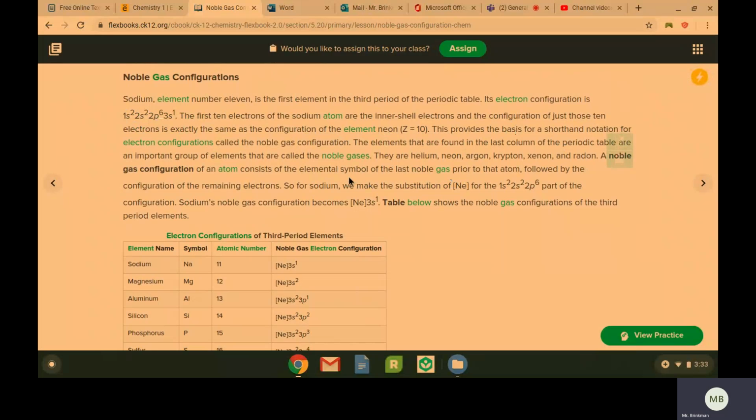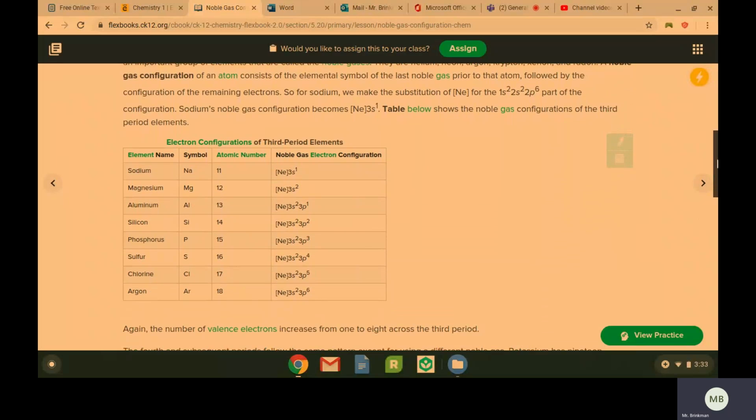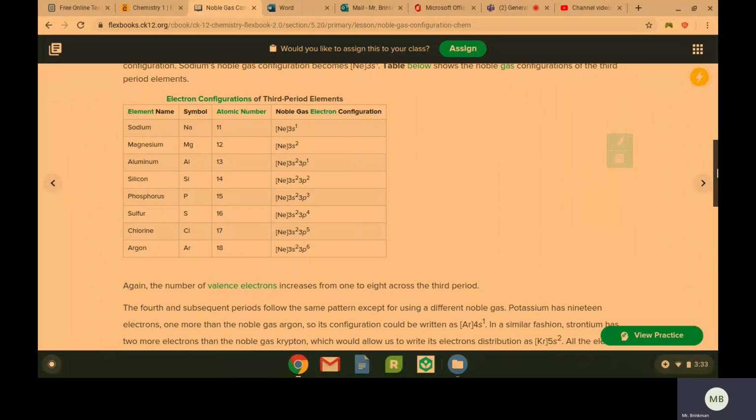So we know that it's not just neon we have, but we have neon plus the electron in the outermost energy level, the third principal energy level, the 3s sublevel. So we write neon, and then right next to it we put the 3s1. You can do this with everything that's in the same period.